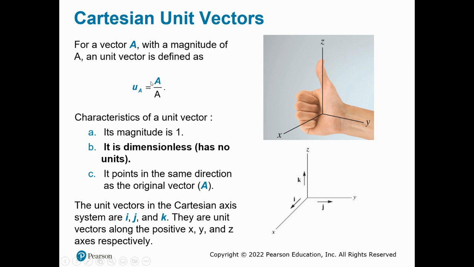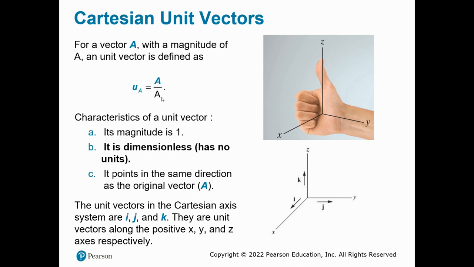So I take the vector A in blue divided by its magnitude, the numerical magnitude of this vector. That will give me the unit vector. Original vector divided by its own magnitude, we're going to get a magnitude of 1. And it's also dimensionless, meaning it has no units. It also points in the same direction as the original vector. I divided by the magnitude, but the direction is still the same. The unit vector will still have the same direction as the original vector.